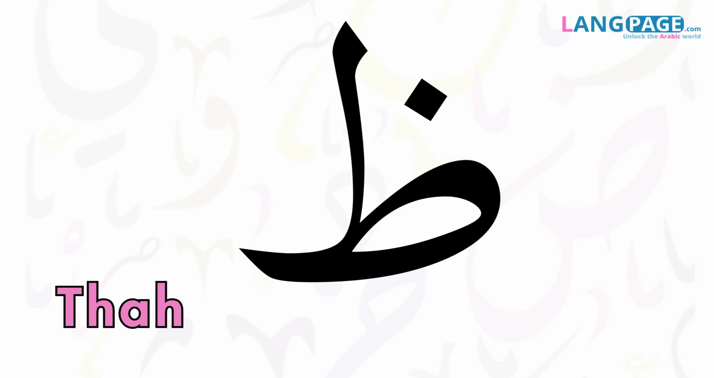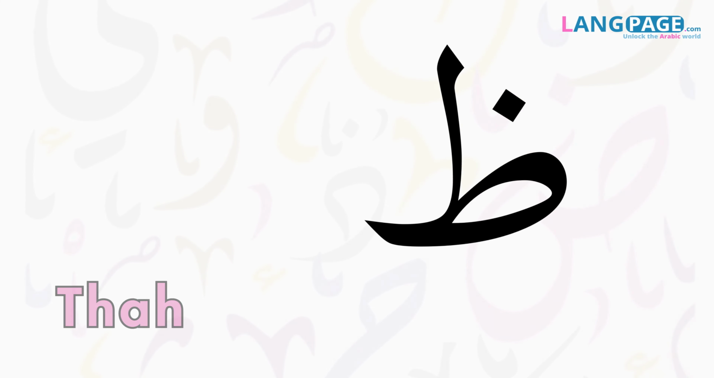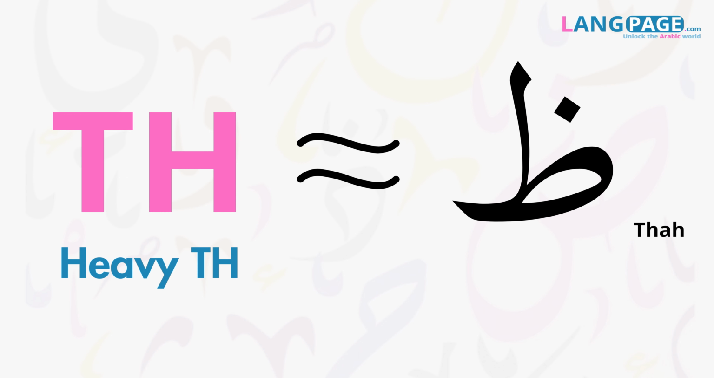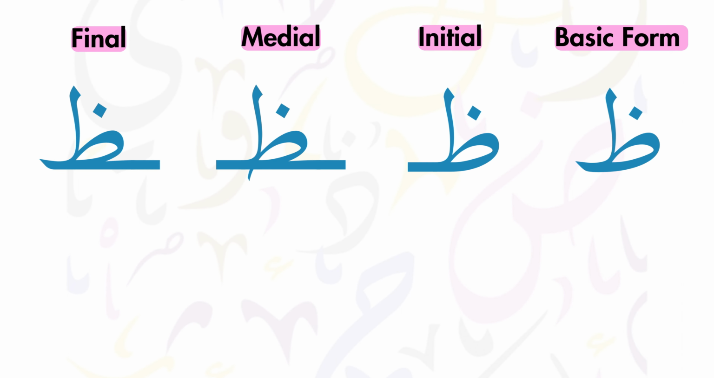After Thah, I have the letter Dha, which looks like it, but with a little difference, we have one dot on Dha. So also, this letter equals TH in English, but it's heavier. Dhah, dhah. The letter Dhah has 4 forms.